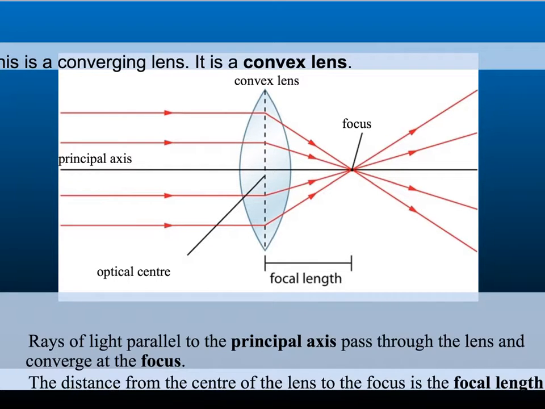Rays of light that come in parallel to the principal axis will hit the optical centre, they will be refracted, and they will come out and cross the principal axis. At the point at which they all cross this axis is the focus. And then remembering from our diagram earlier, the distance from the focus to the optical centre is the focal length of the lens.